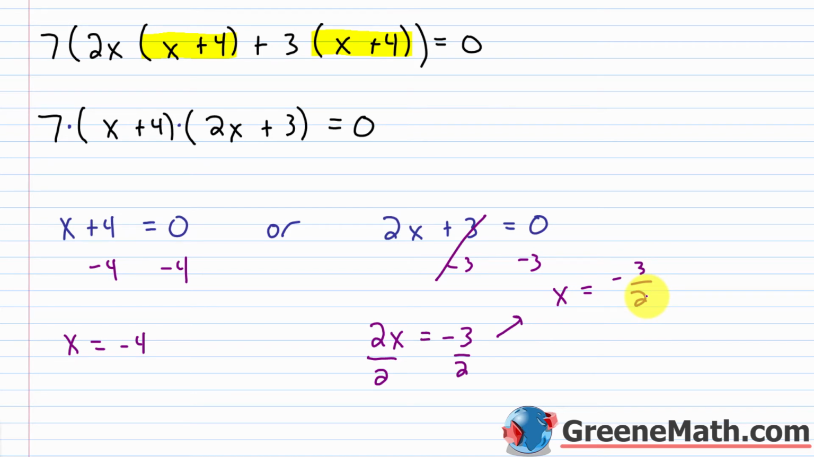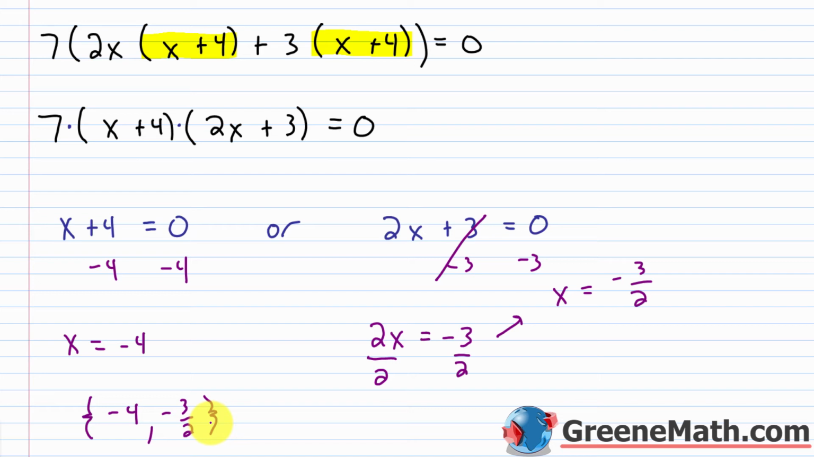So in solution set notation, remember we'll put some curly braces. Let's list negative 4, comma, negative 3 halves. So those are two solutions. And that's it. We're done. If you want to pause the video and check, I would welcome you to do that. I've already checked this, so I know it works out. And in the interest of time, I'm not going to check anymore.